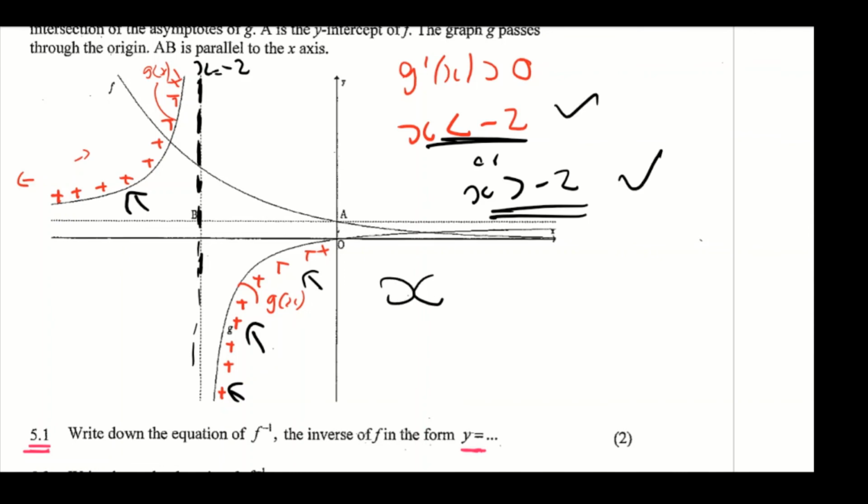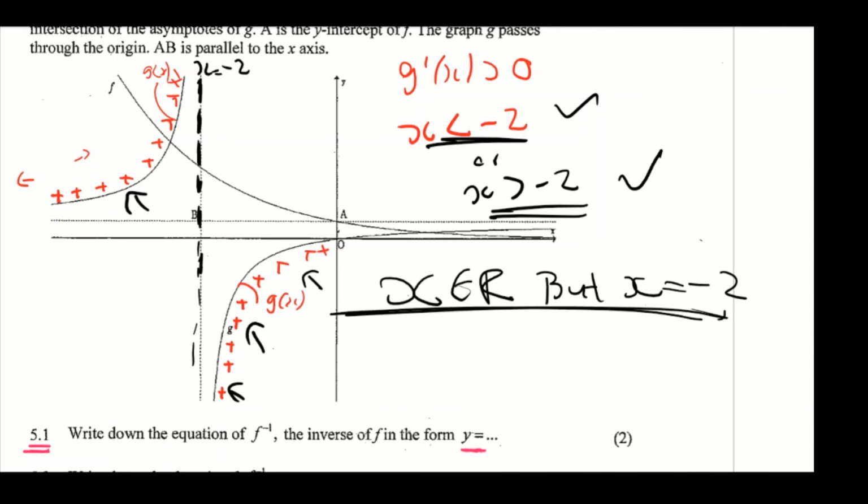Or someone can just say when x is an element of the real numbers, but x is not equal to -2. So these two solutions are considered. Either you write this or you write these two here.